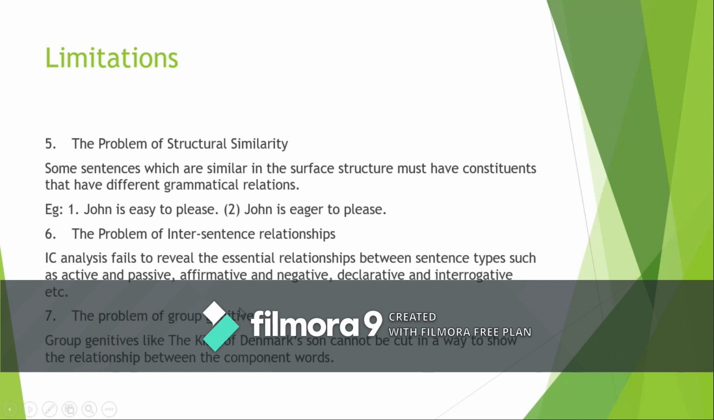And the seventh limitation is the problem of group genitive. Genitive actually means possessive, apostrophe S, like Minus class. That is an example of genitive. So a group genitive is the king of Denmark's son. Here it is not the son of Denmark, but the son of the king of Denmark. So this apostrophe S is applicable to this group of words, king of Denmark. When this happens, IC analysis is inadequate to cut. When we cut, it will become the son of the country called Denmark, not the son of the king. So that is where IC is inadequate.